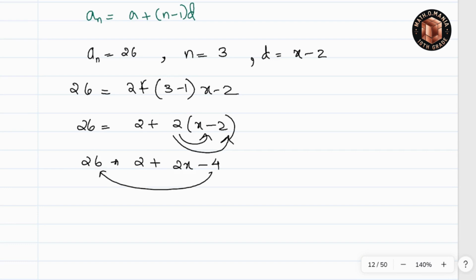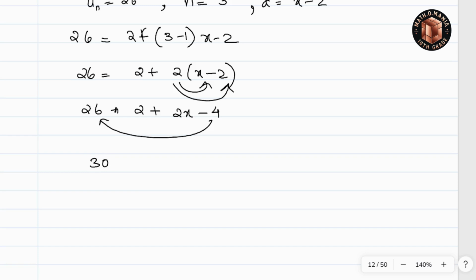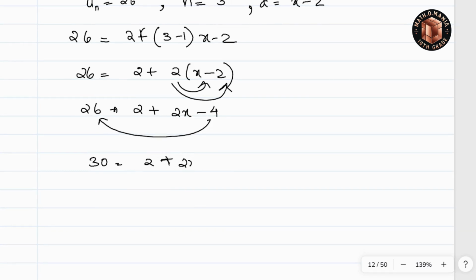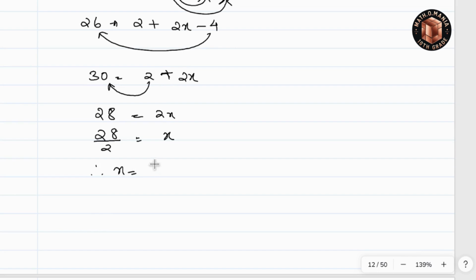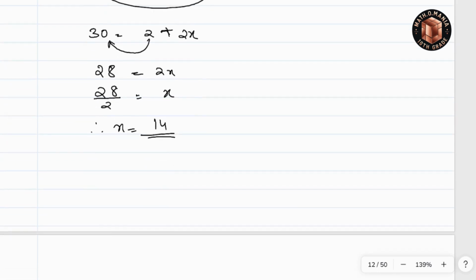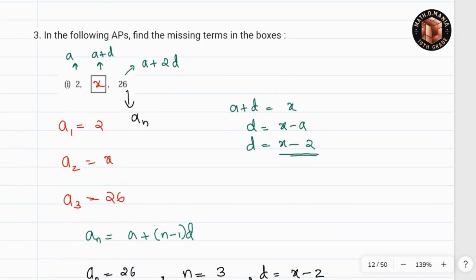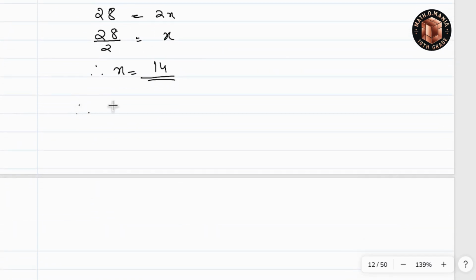26 is equal to 2 plus 2x minus 4. Now I will take the 4 to the opposite side, so I get 30 equals 2 plus 2x. Then I can take the 2 to the opposite side, that is 30 minus 2, which is 28, equal to 2x. That is 28 by 2 equals x. Therefore, x is equal to 14. If x is 14, that is our second term, so a2 equals 14. Now we got the missing term. So our terms are 2, 14, 26.